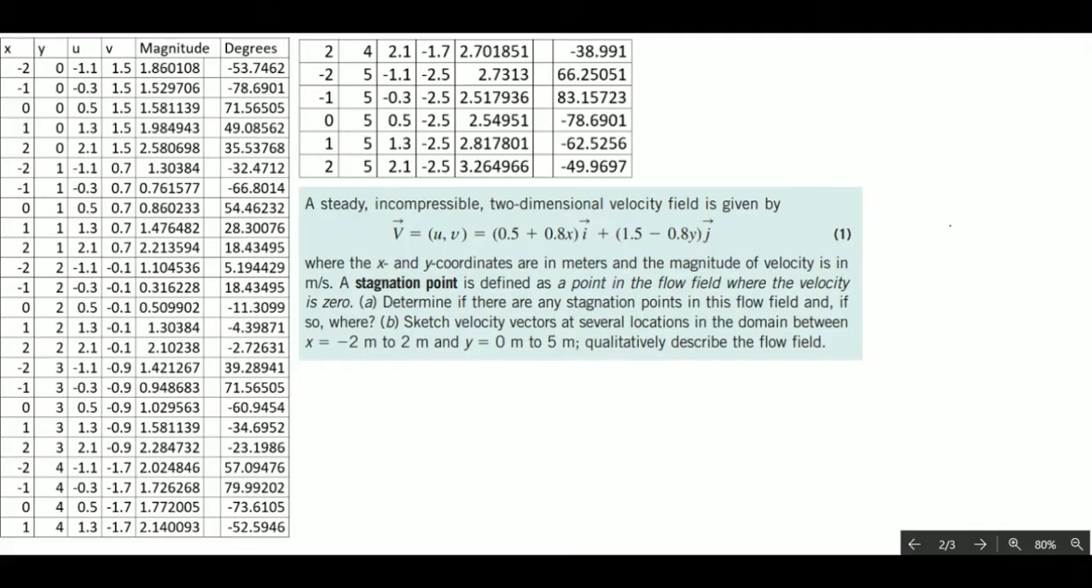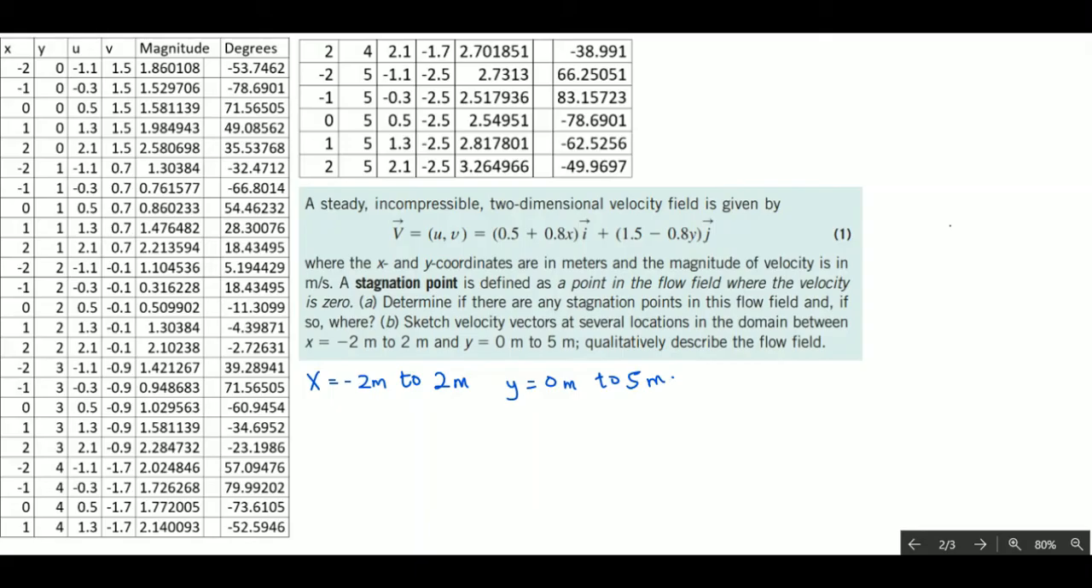We've been given a range for the x values and the y values. The x values can be from -2 meters to 2 meters, and the y values can be from 0 meters to 5 meters. We can pick any values within this range and use them for the x and y values. To make this easy, we are just going to consider the whole numbers.